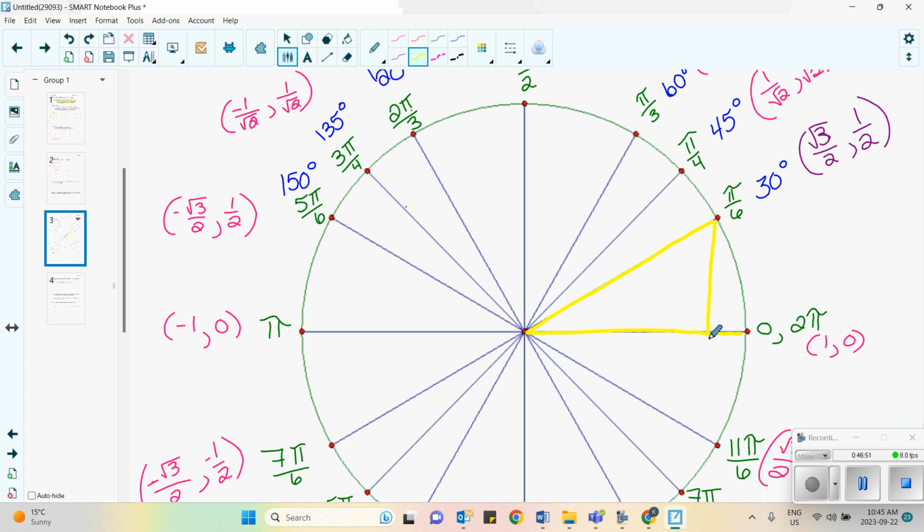And then if I do a 60-degree one, what's shorter? The x now. So my x is 1/2, and my y is root 3 over 2. So I end up drawing the triangle, because for me it helps to link it to something visual. So I know my x is short, so that's a 1/2. My y is long, so that's the root 3 over 2.